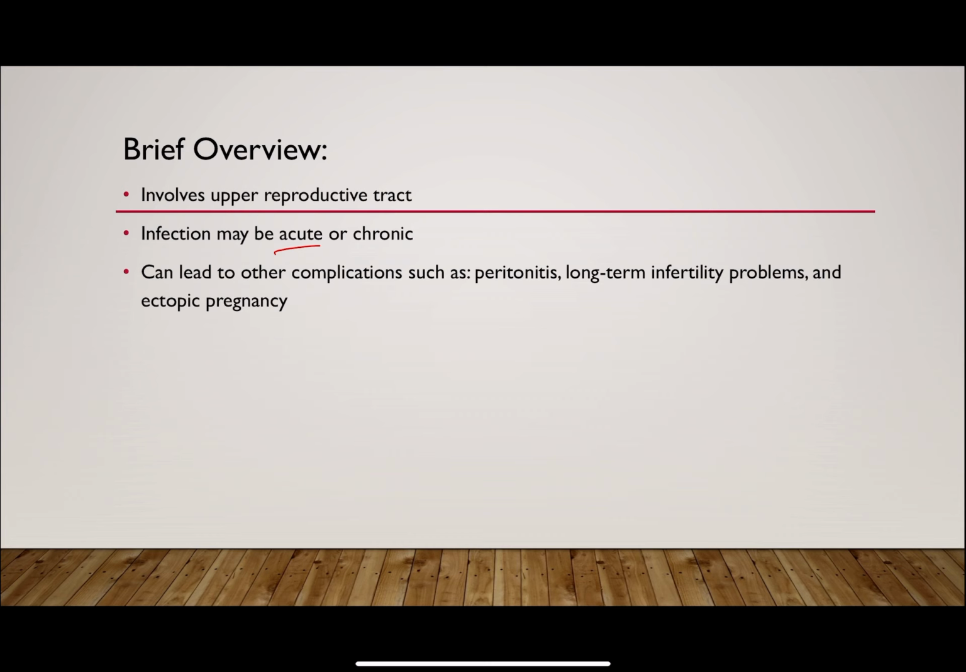Oh man, I believe there's a term for that. I think it's called ectopic pregnancy. I can't remember the term. Man, that doesn't sound right.